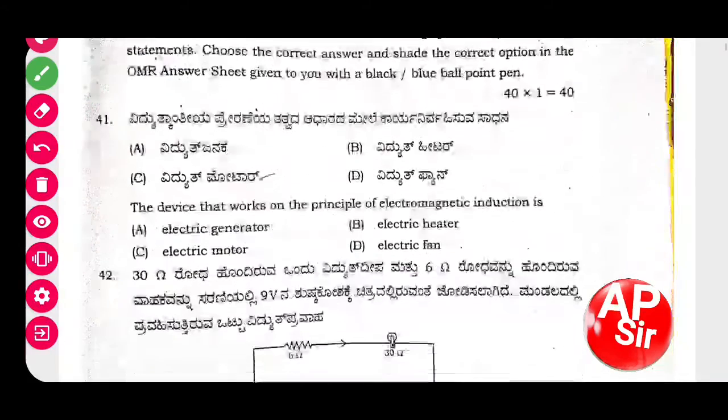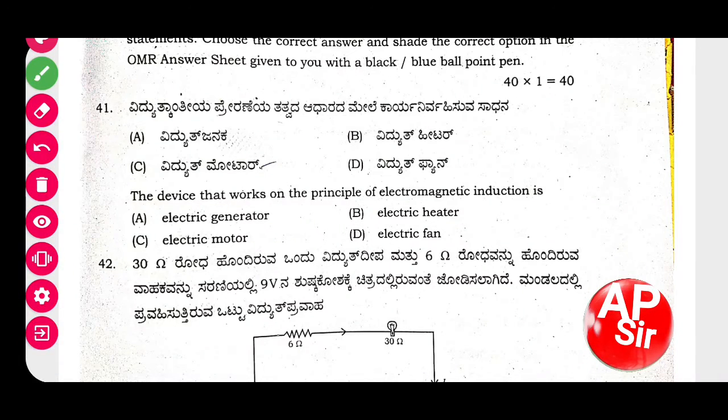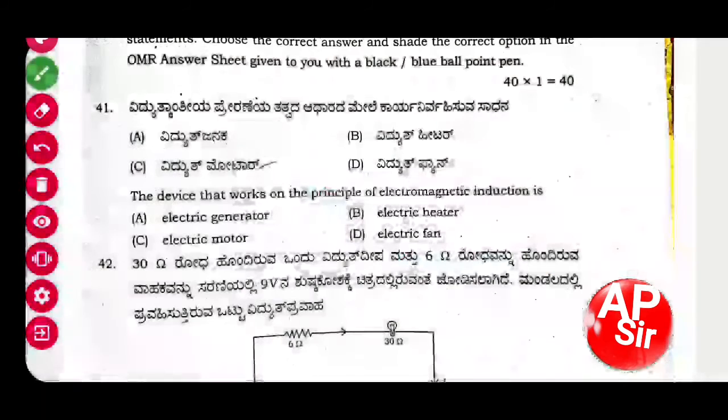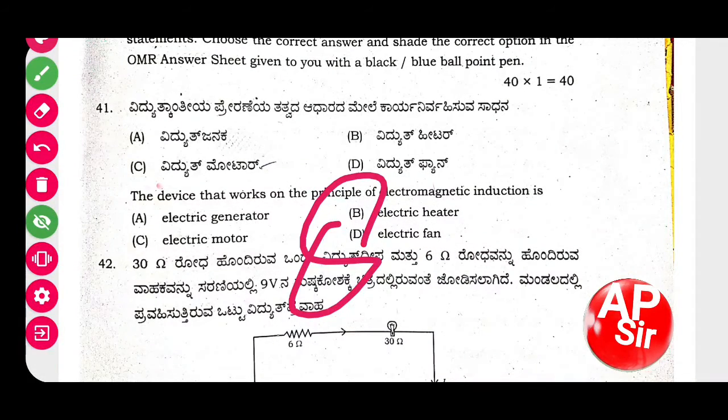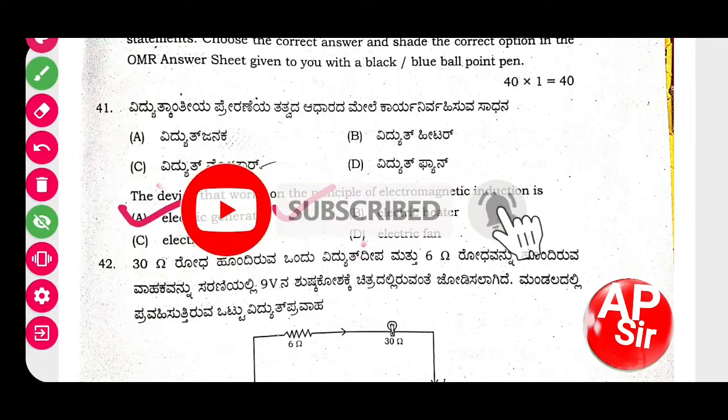So the first question we will see: the device that works on the principle of electromagnetic induction. The options are electric generator, electric motor, electric heater, electric fan. Easily you can see that the first option is generator. From the word generate, electricity is produced. Then 100% option A will be the right answer for this.